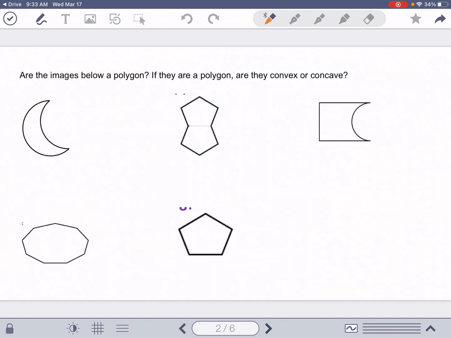So here we go. Are the images below a polygon? If they are a polygon, are they convex or concave? So first of all, there are two images here that are not polygons. That would be this half moon, not a polygon. Remember, this curve is a no. So this one over here is not a polygon as well. The rest of them are all polygons.